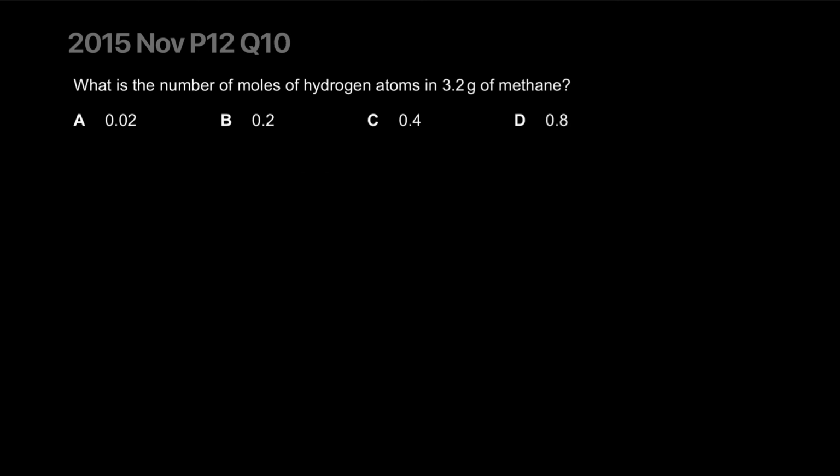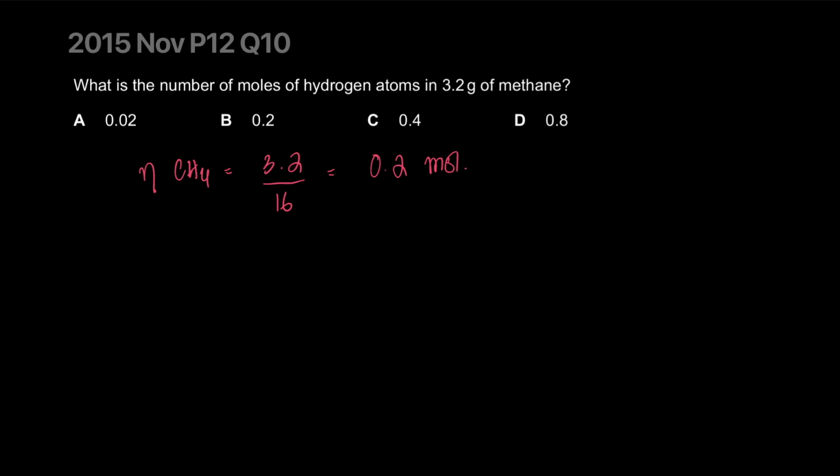What is the number of moles of hydrogen in 3.2 grams of methane? So how many moles are there in methane, right? The moles of CH4, 3.2 divided by 16. So that 3.2 over 16 is 0.2. This should be 0.2 moles, right?